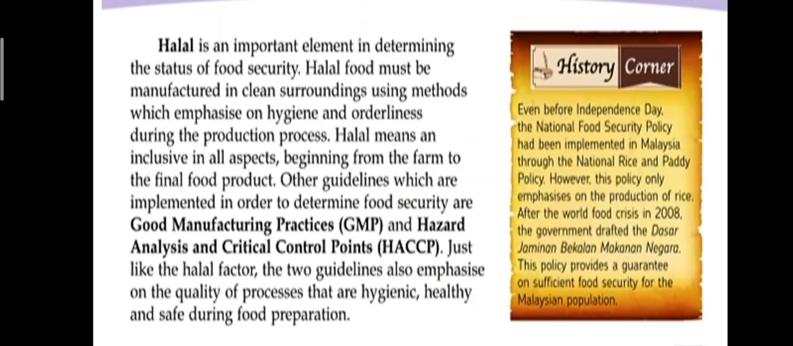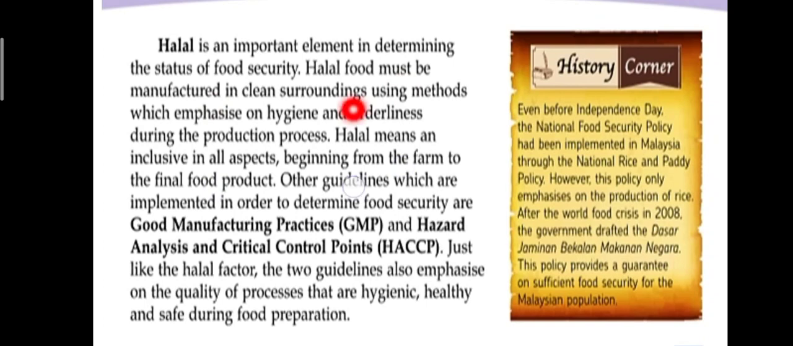Okay, halal. Halal is another important element to determine the status of food security. Okay, halal food must be manufactured in clean surrounding using methods which emphasize on hygiene. Okay, halal means inclusive in all aspects, beginning from the farm to the final food product.